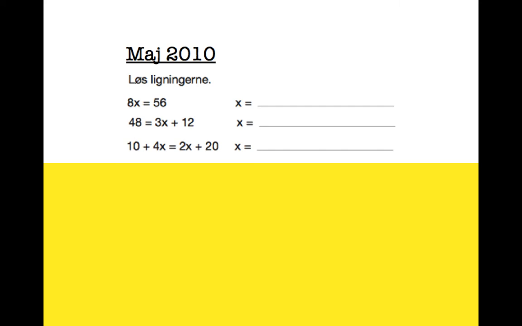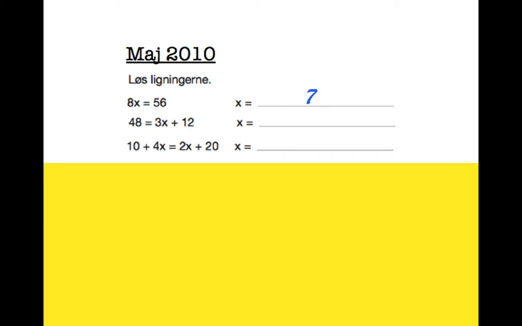So here are the questions on algebra, and the first section from May 2010 asks us to solve some equations. So the first one is 8x equals 56. Simply dividing both sides of that by 8, we get x equals 7.